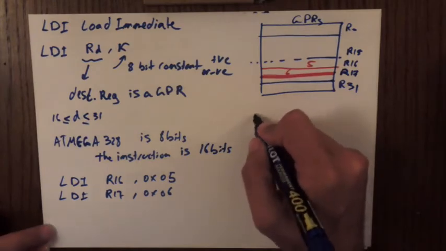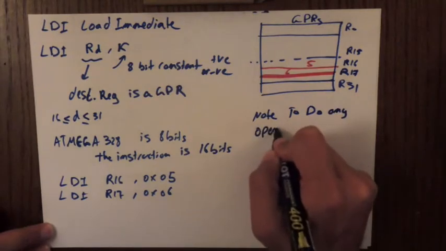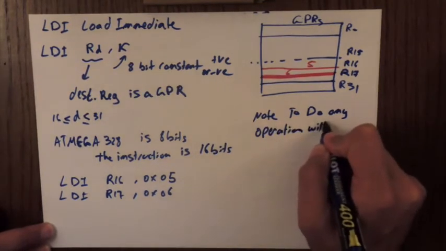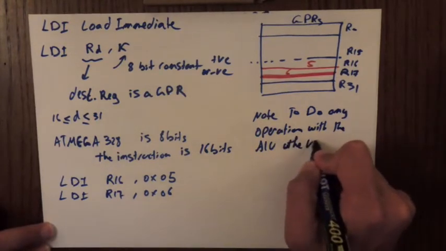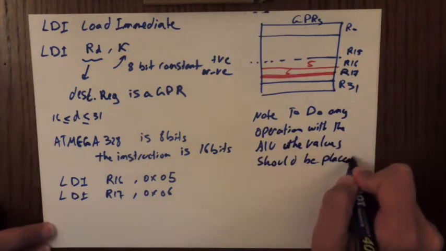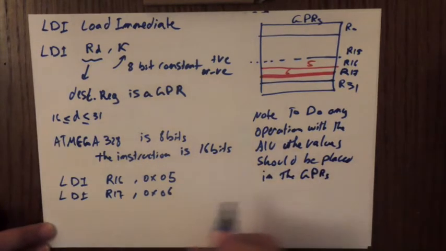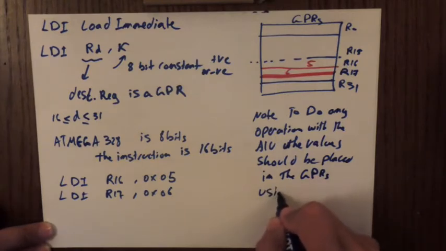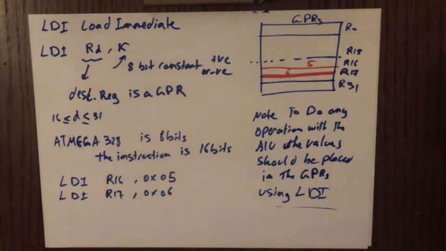So a very important note here: to do any operation with the ALU, the values should be placed in the GPRs. And the way we do this is, of course, using LDI. So this is why we start with this instruction. So let's say I want to add those two numbers. I first have to place them inside the GPR before actually doing any sort of addition.